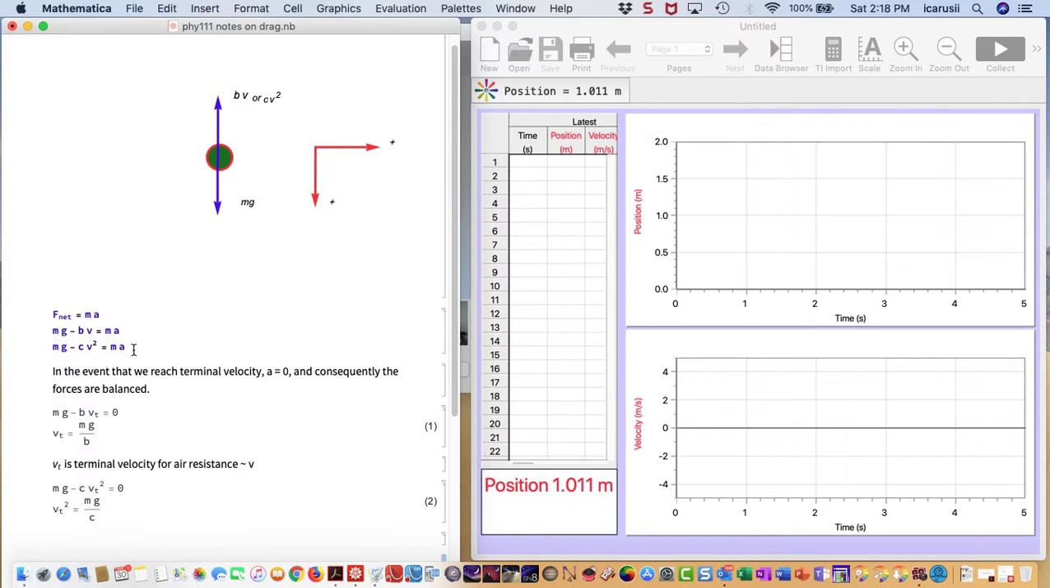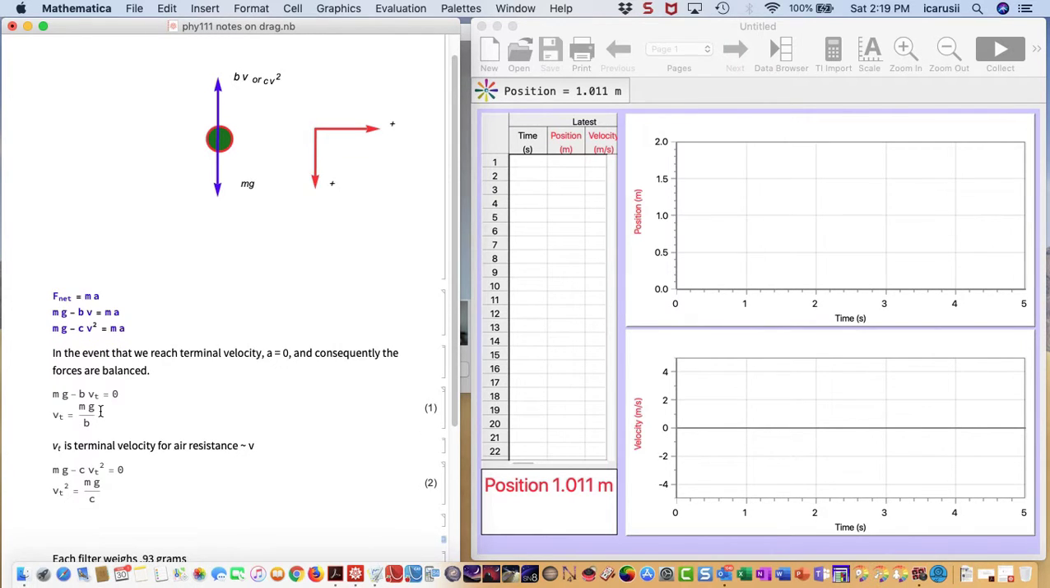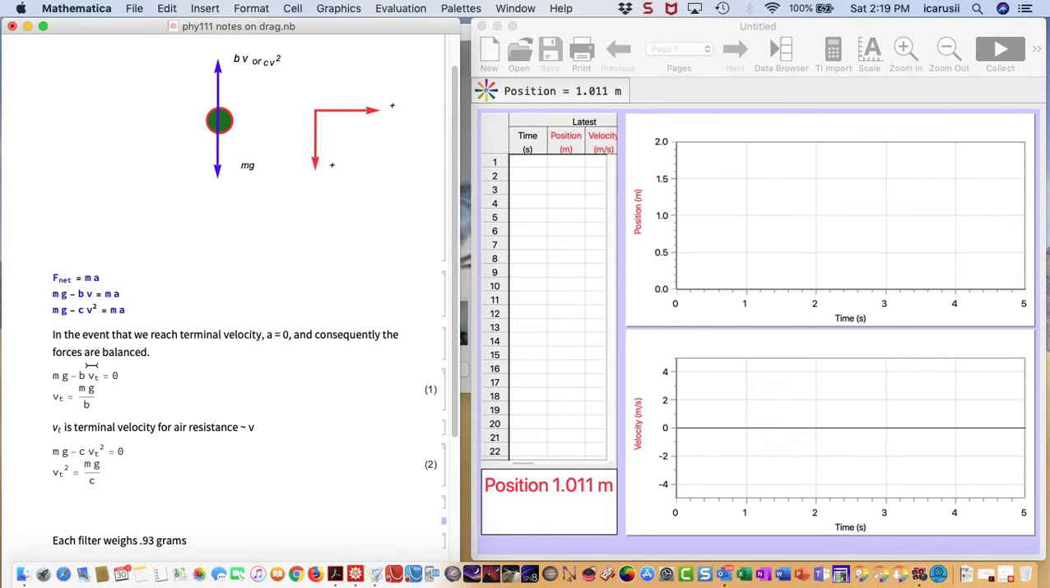In the event that the particle reaches what is called terminal velocity, where the weight of the object is balanced by the resistive force, then the net force is equal to zero, and I can actually solve this equation. As you can see, I did it for linear velocity, mg minus bv equals zero, and the terminal velocity is dependent upon the mass, gravity, and this coefficient b, which is called the drag coefficient.